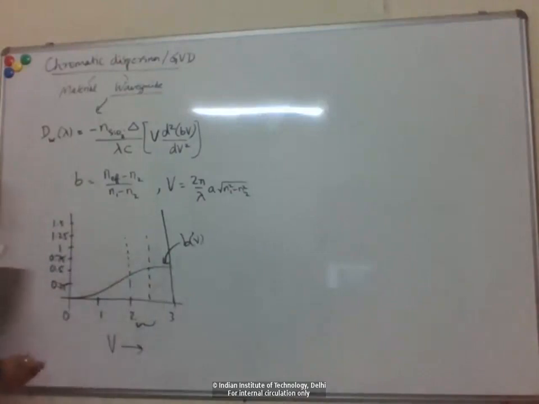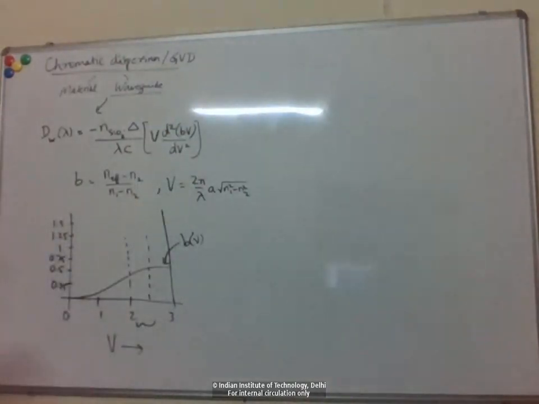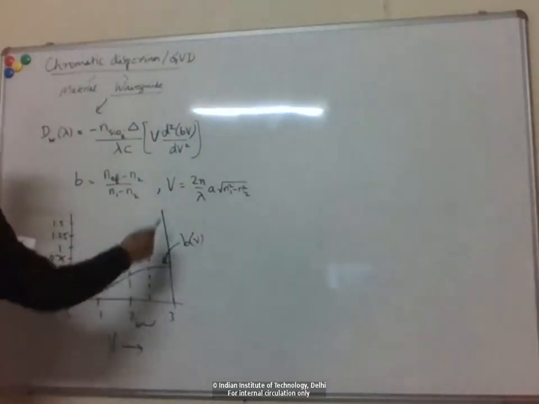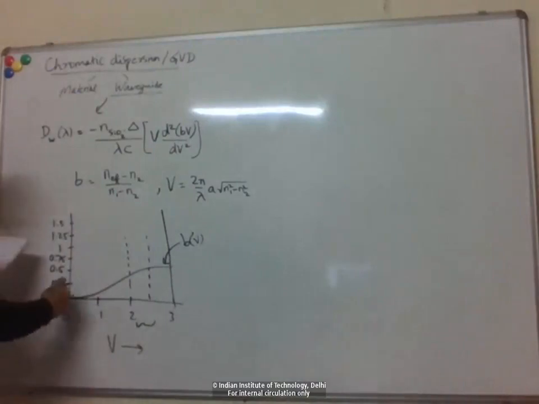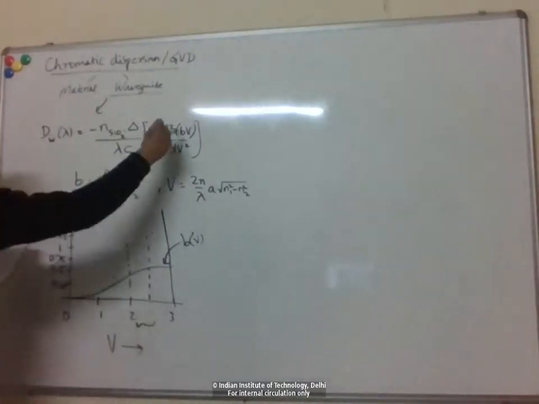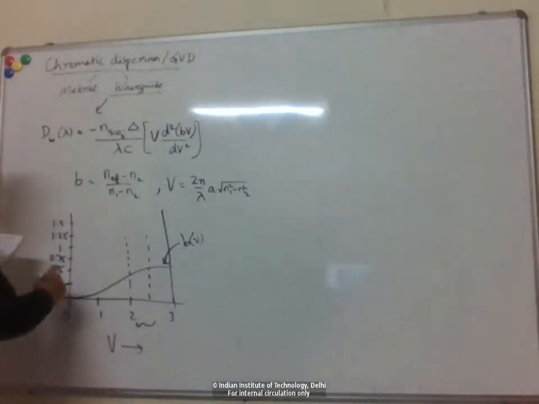So from this curve, we can compute this quantity, right? So multiply b with V and then take the double derivative. So since we know b for every V, we can compute this also numerically, right? So that curve looks like this.